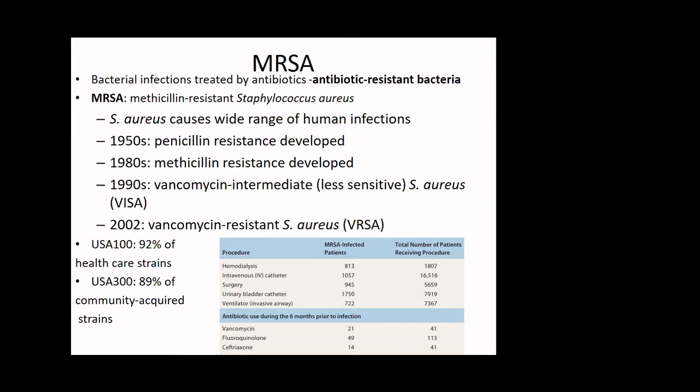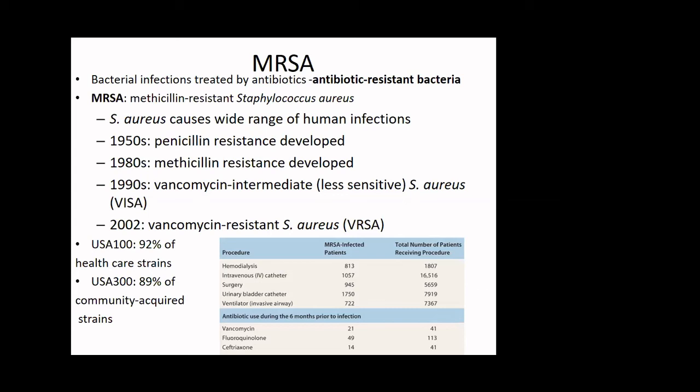Originally, Staph aureus lives on the skin. It can cause a wide range of human infections. In the 1950s, penicillin was developed, and so they started treating it with penicillin. Well, Staph aureus very quickly evolved resistance to penicillin, so they started treating it with methicillin. And then in the 1980s, resistance to methicillin started arising, so that's where the term MRSA came from.